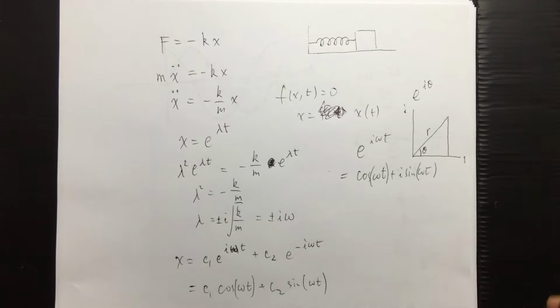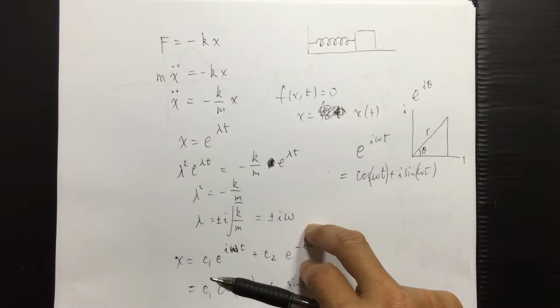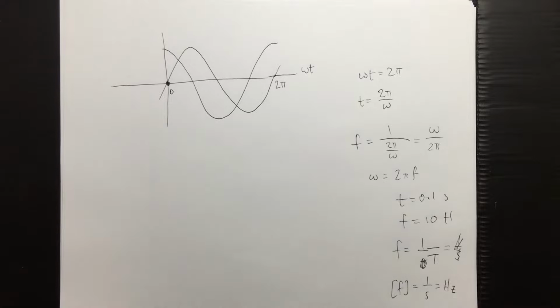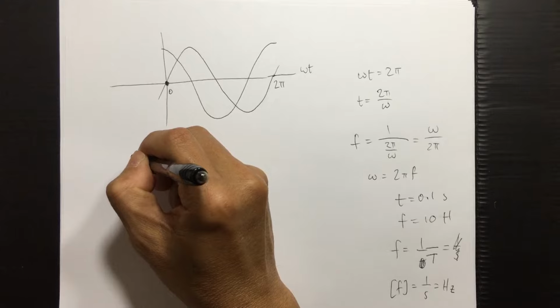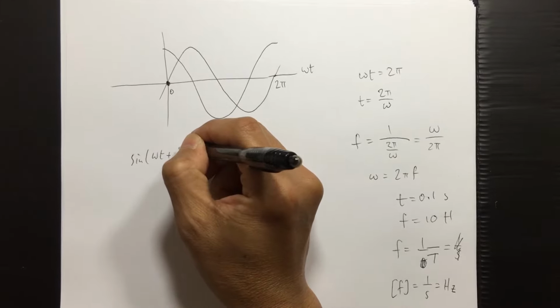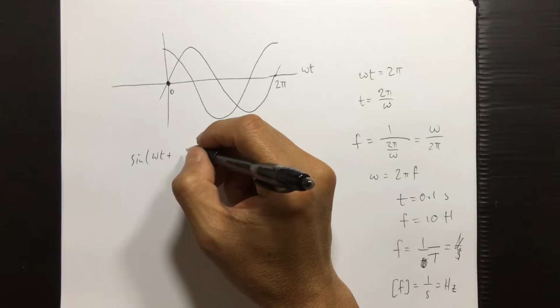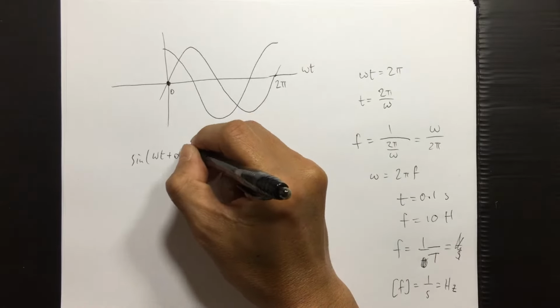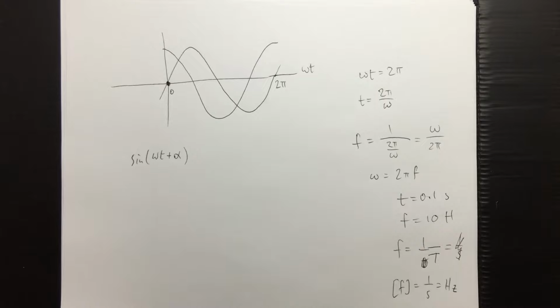Also, when this is something cosine plus something sine, what's the situation here? Let's just say sine of omega t plus a leftover angle. Let's call it alpha, right?